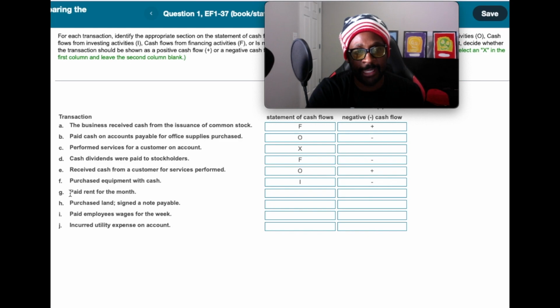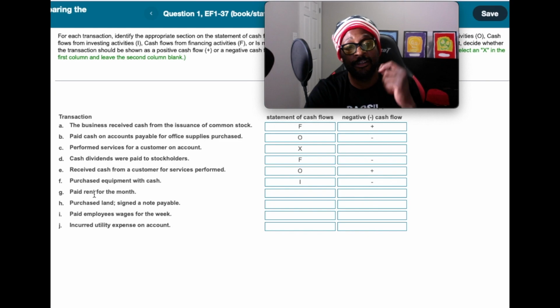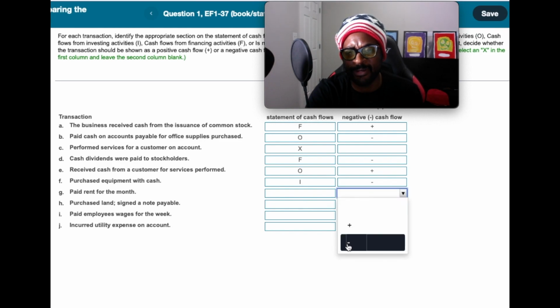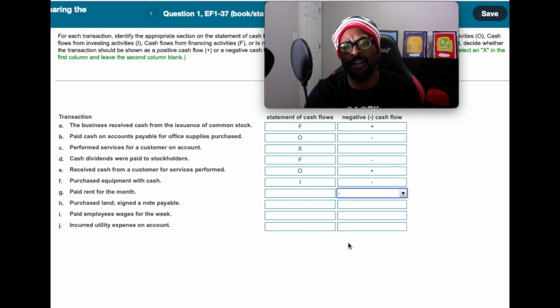Next, paid rent for the month. Keywords, paid, rent. Now, the fact that we paid, keyword paid, tells us that cash is going down. So we're going to classify this as a negative or a decrease. And why did our cash go down? Because rent was paid. Rent is an expense. Since rent is an expense, it affects the income statement. And since it affects the income statement, this cash-related activity must be operating.